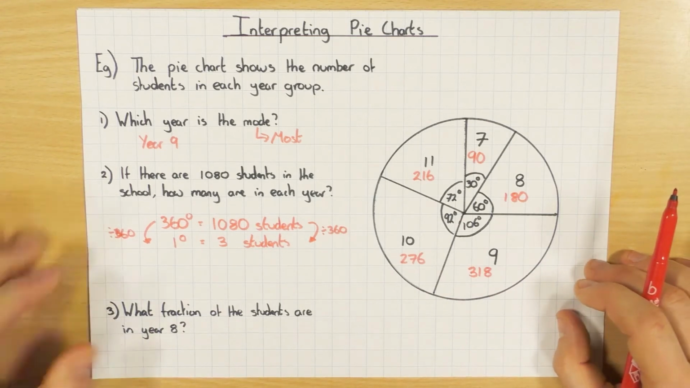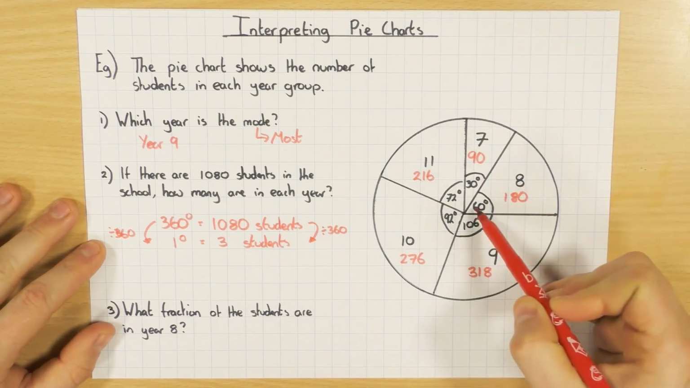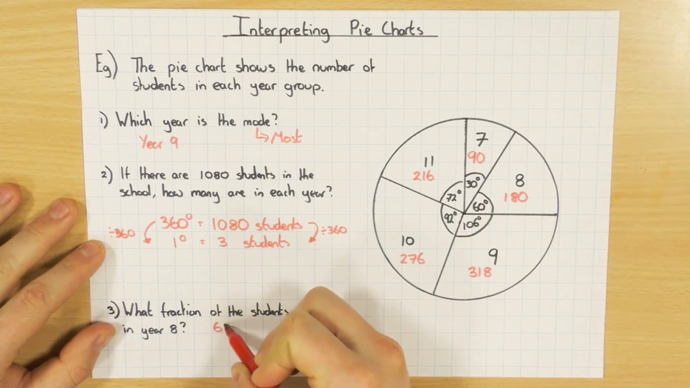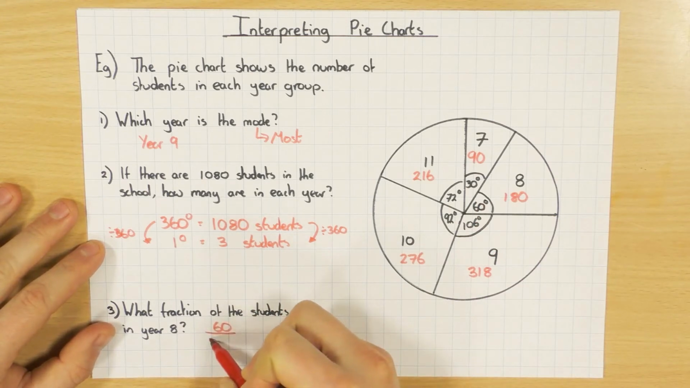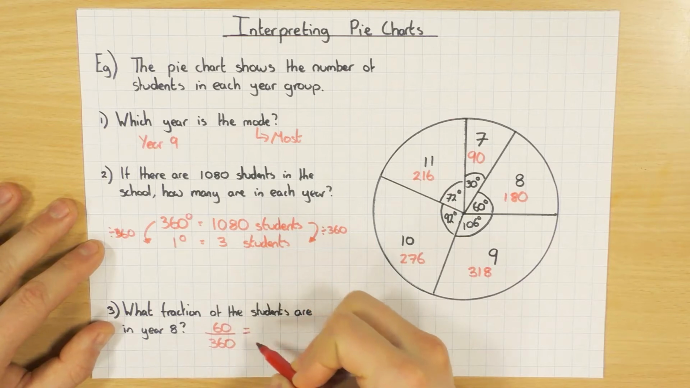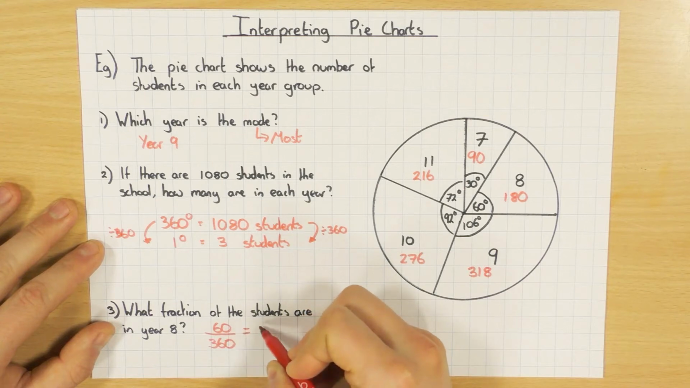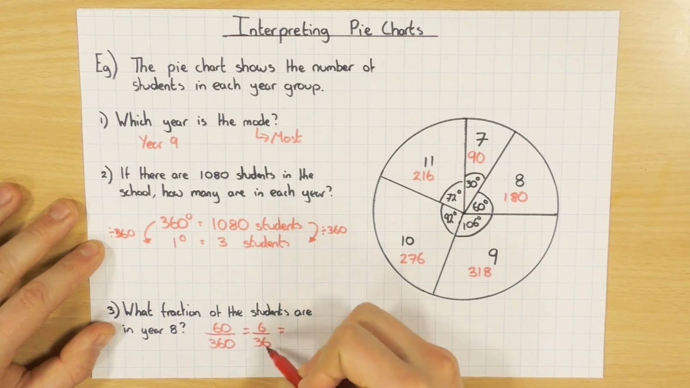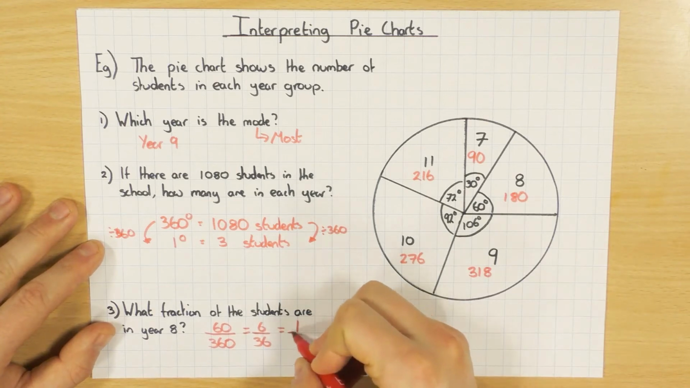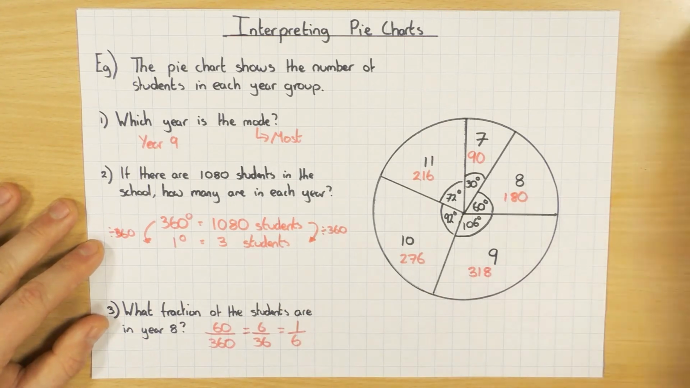Okay. And third question with this example, what fraction of the students are in year 8? So we have a look at year 8. The angle is 60 degrees out of a total of 360 degrees. So that's what the fraction is, and it will very likely ask you to simplify your answer. So I can divide both of them by 10 because they end in a 0, which will leave me with 6 over 36. And I can simplify that further because 6 goes into both 6 and 36, which leaves me with 1/6. Okay, so what fraction of students are in year 8? 1/6. Why is that useful?